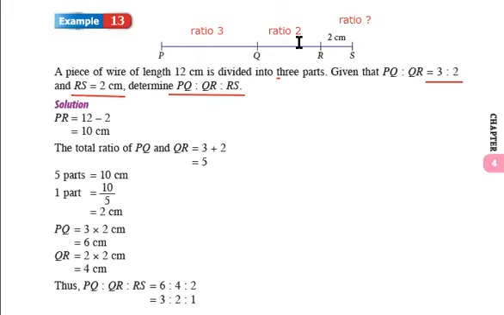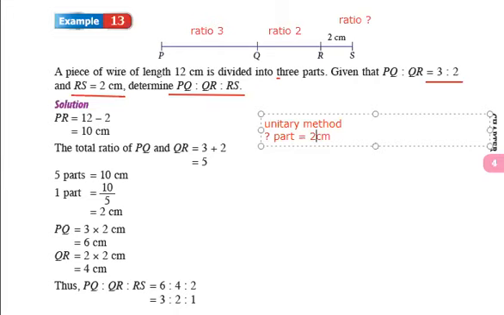Remember our unitary method is when I got the part, for example, I don't know how many parts we have here, but I know this part is equal to 2 centimeter, isn't it? So if I can know how many parts are here, I can try to find my 1 part. If I can find my 1 part is equal to how many centimeters, then I can times with 3, times with 2, so I know what the ratio is for them, or what the length is for them. So now the problem is I don't know what this ratio is.